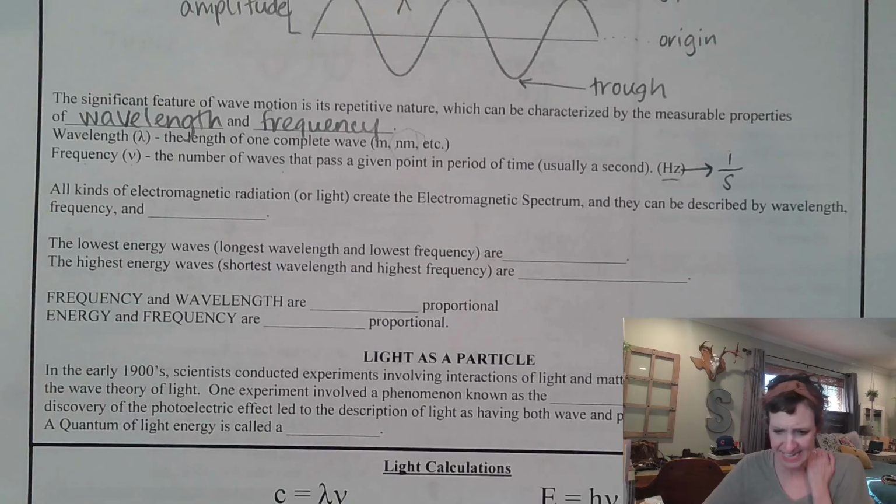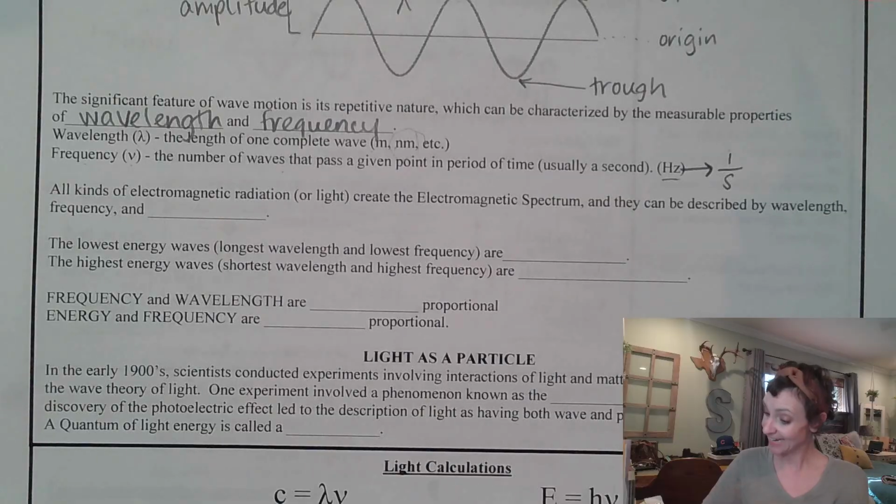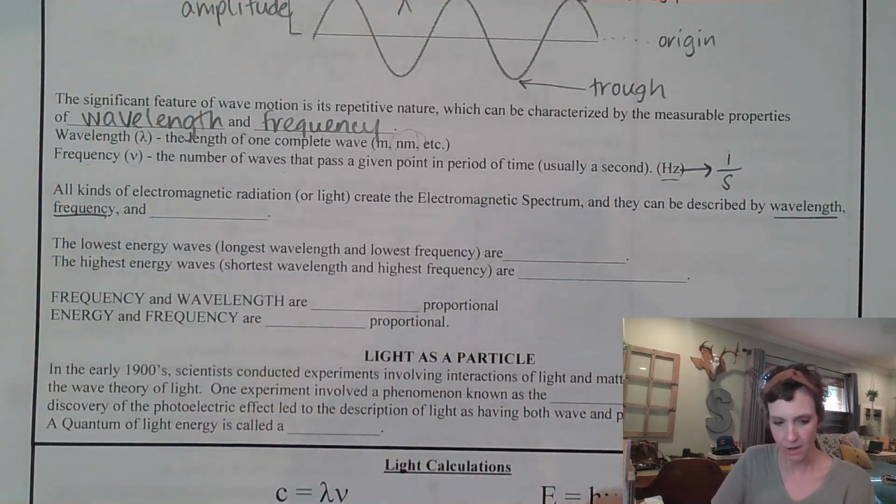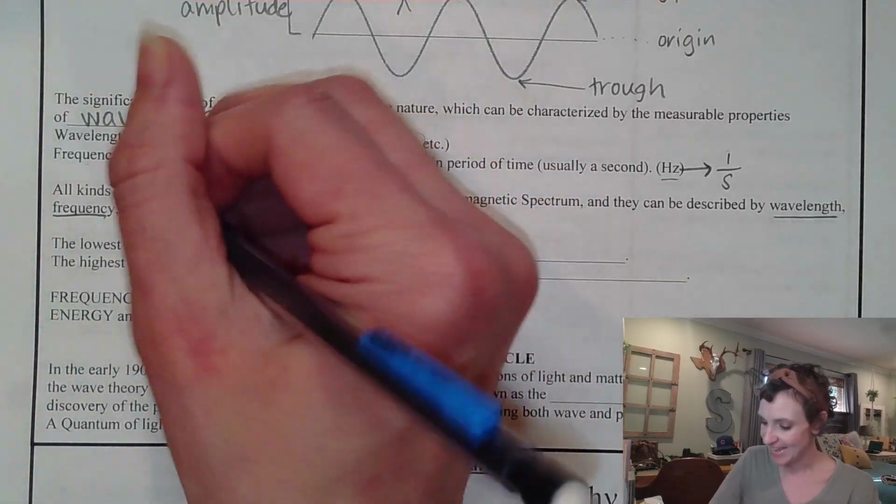Okay, so it says all kinds of electromagnetic radiation create the electromagnetic spectrum, which we drew out on the other page, and they can be described by, yes, wavelength, yes, frequency, and I'm giving you another term, energy.